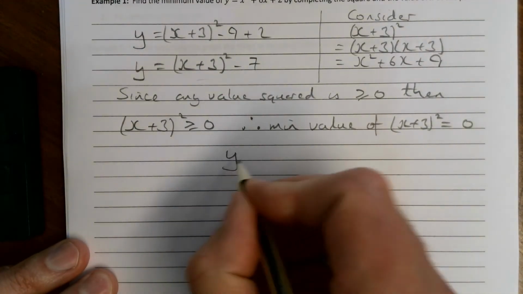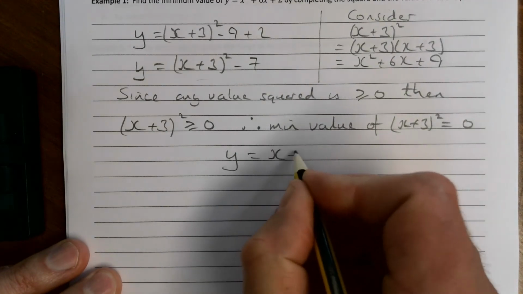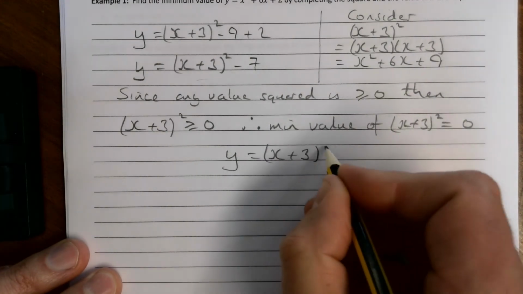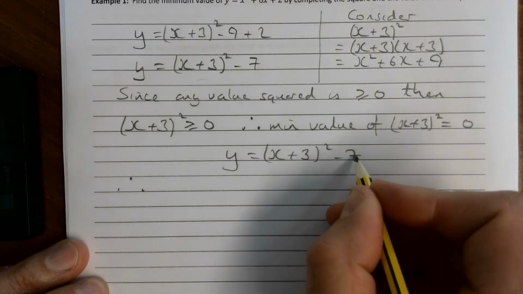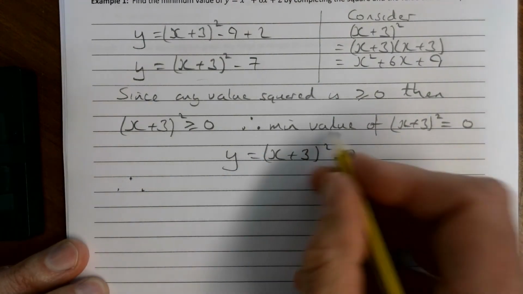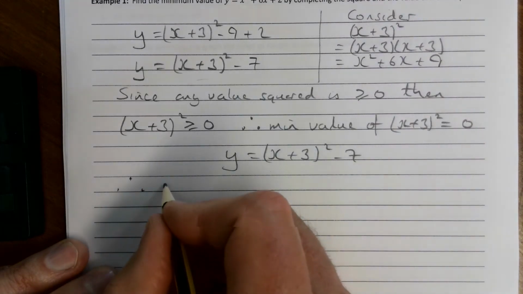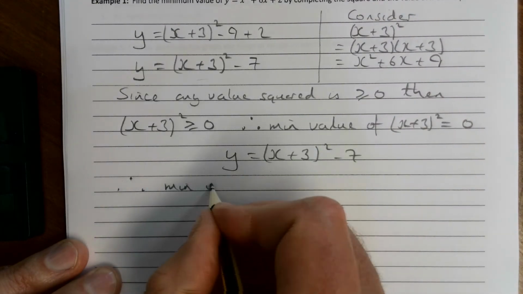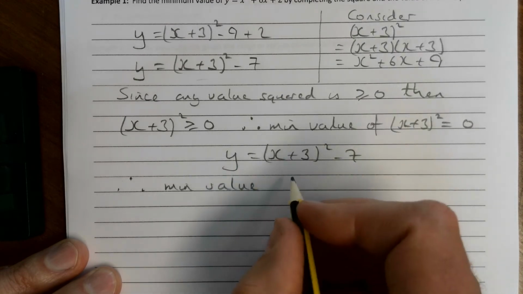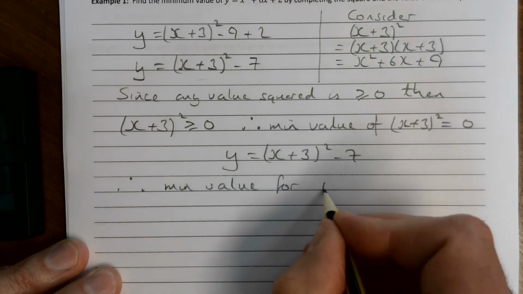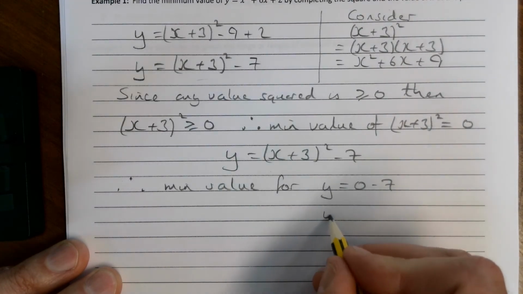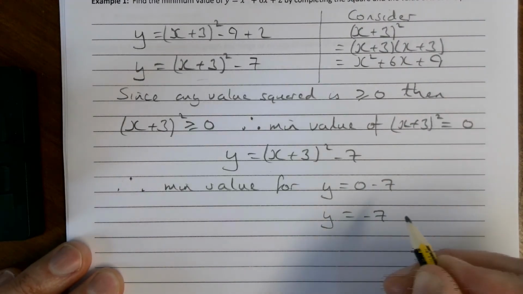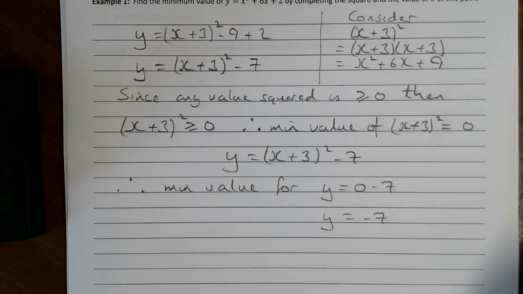So our equation of our curve is y equals x plus 3 all squared, take away 7. Therefore, if the minimum value of this bit is 0, the minimum value for the whole thing must be minus 7. Minimum value for y equals 0 minus 7. So y then equals minus 7.